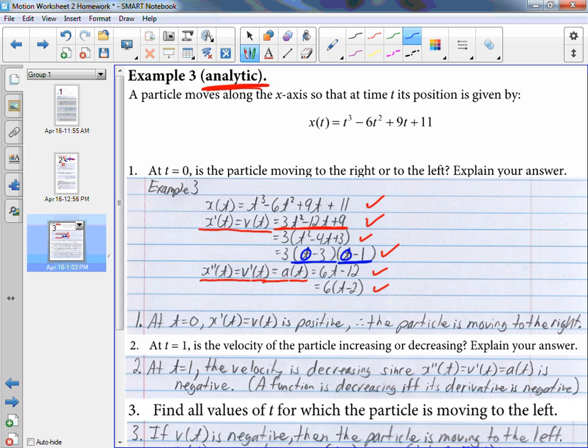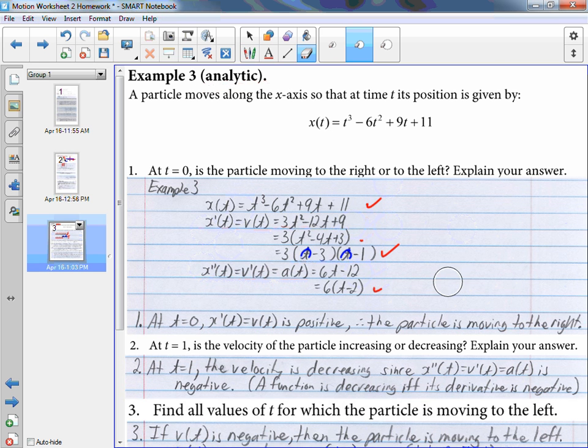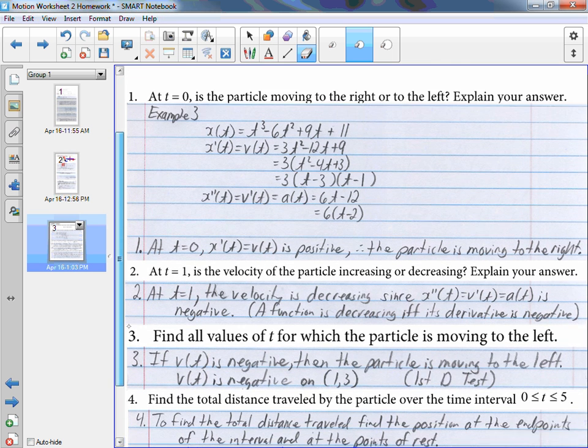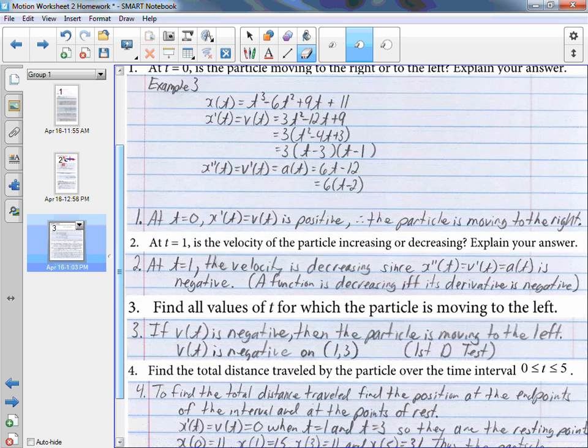Okay, with number 1? Number 2. At t equals 1, is the velocity of the particle increasing or decreasing? Now, for the velocity to be increasing or decreasing, we need to know the sign of its derivative, don't we? If its derivative is positive, then the velocity is increasing. If its derivative is negative, the velocity is decreasing.